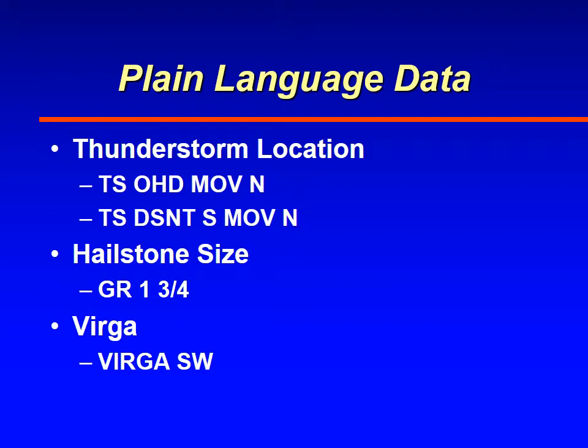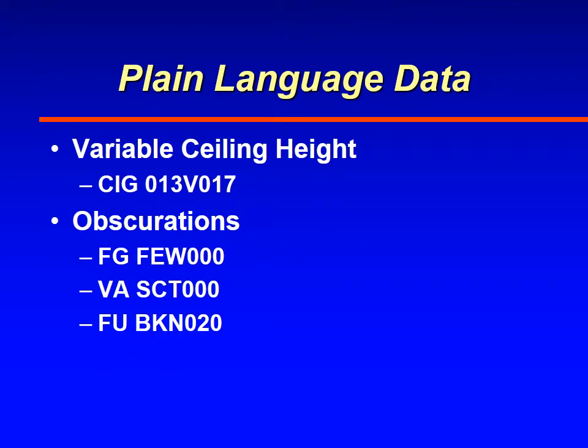Virga is really important. It usually gives you an indication that there may be microbursts, so Virga will be reported. And Virga is precipitation that is falling, but the precipitation evaporates before it hits the ground. So in this example, they're saying Virga is to the southwest.